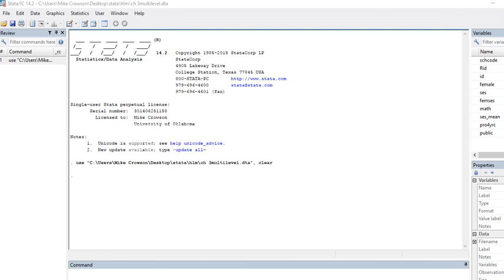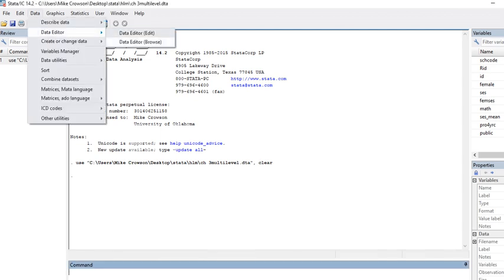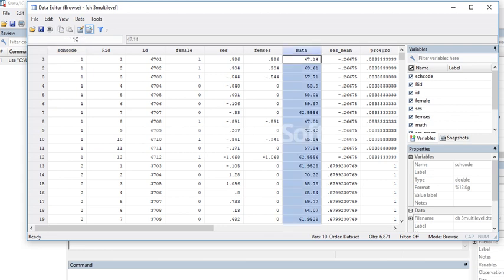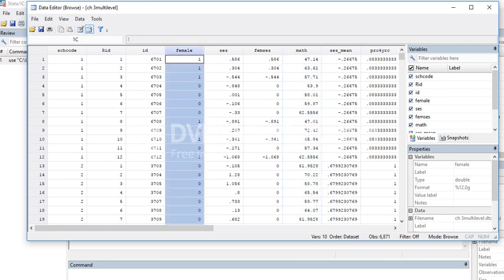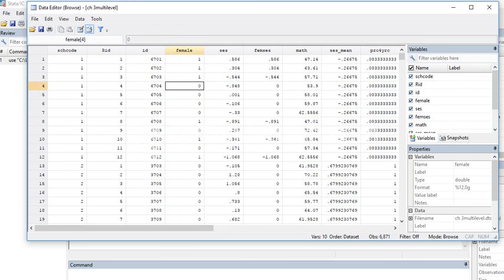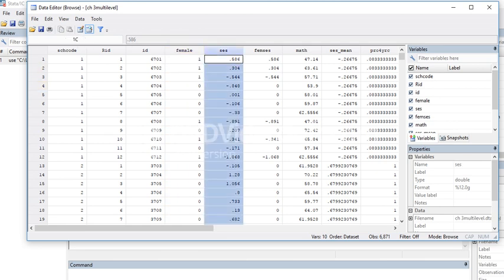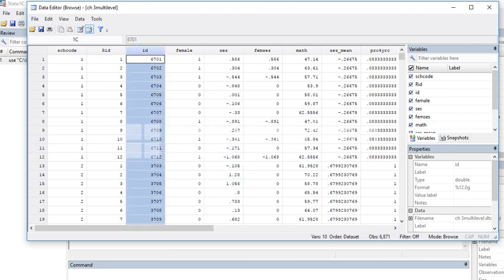Our level one outcome variable, if we want to take a quick look at the variables, is math achievement. Our level one predictors at the student level are the variable female, which is gender coded 0 for male, 1 for female, and SES, which is socioeconomic status. The ID variable is the student identifier within the data set.